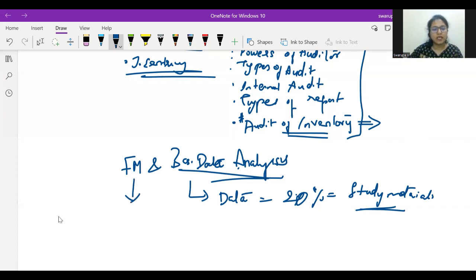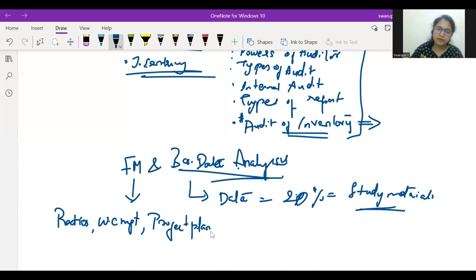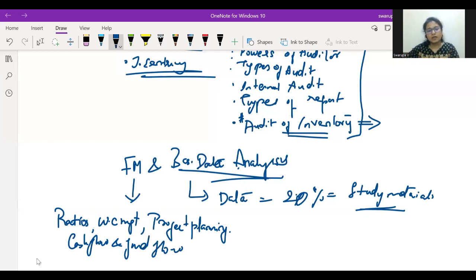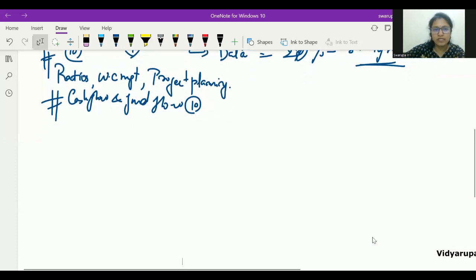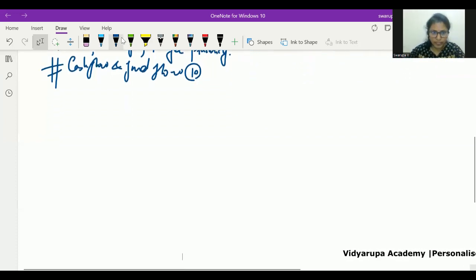In financial management, you have to give importance to ratios, working capital management, project planning, that is choosing between two projects, then cash flow and fund flow. Ratios, 100% you will get a question. Cash flow and fund flow, you will 100% get a question. So these are areas where you can get almost 20 to 30 marks if you study this. So give more importance to these topics and then come to the other topics.